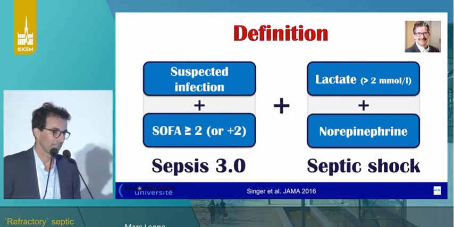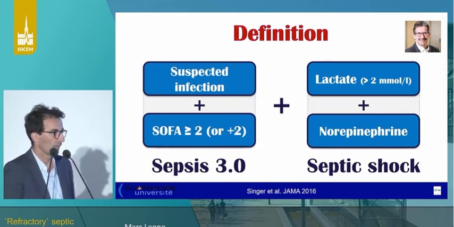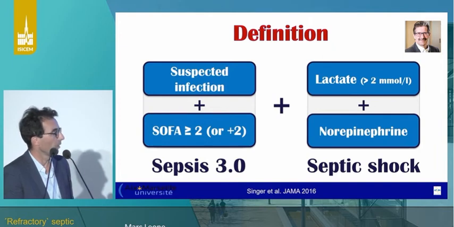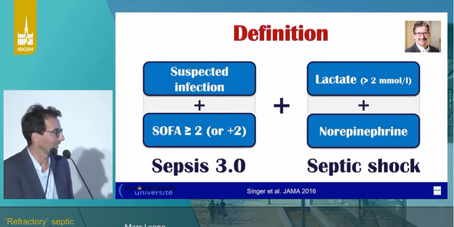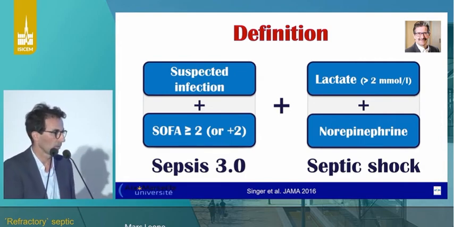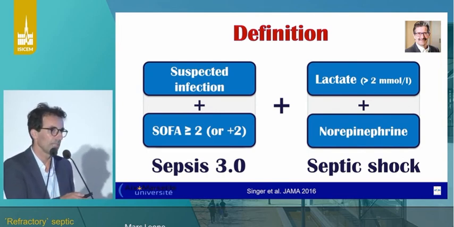What is septic shock? It is a suspected infection with a SOFA score above 2 or an increase by 2 points of SOFA score, and that's Sepsis-3.0, plus a lactate above 2, and the need for norepinephrine after an adequate, and I don't know what is adequate, fluid resuscitation. And that is the definition of septic shock. So a refractory septic shock is a septic shock unresponsive to treatment, in fact.